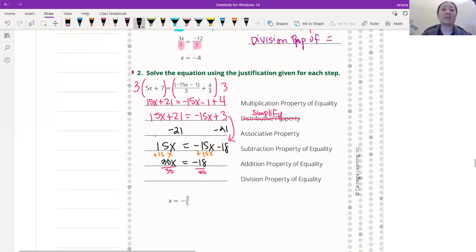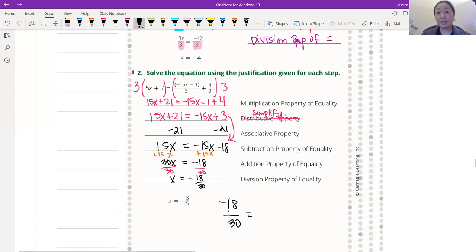and we get x is equal to negative 18 over 30. You're like, wait a minute, Miss Lee. That says negative 3/5. I can see that. So that's the same thing. So how can we simplify? I hope so. Because I did something wrong. So what goes into both 18 and 30? Not 5.